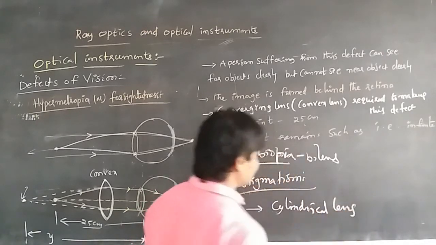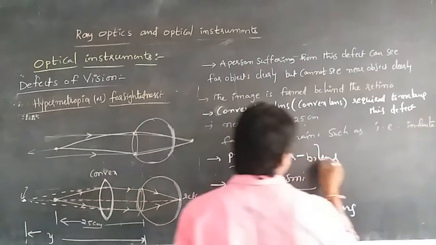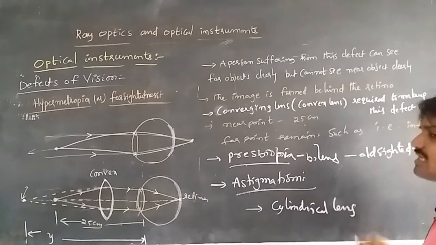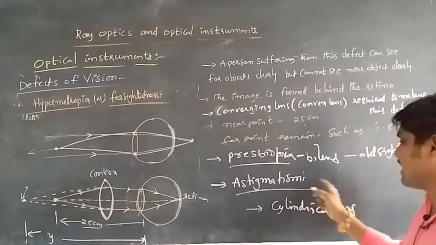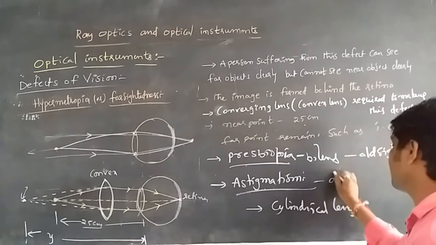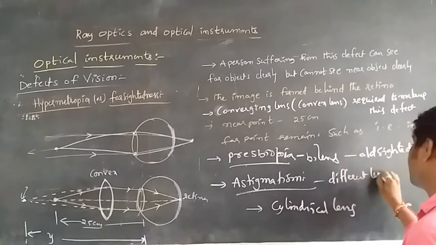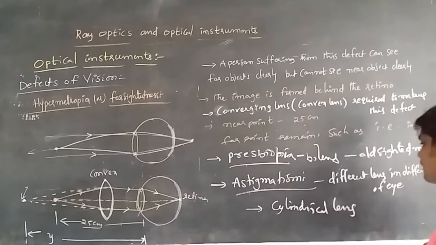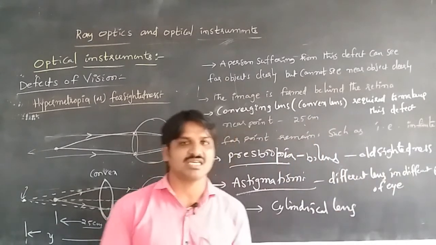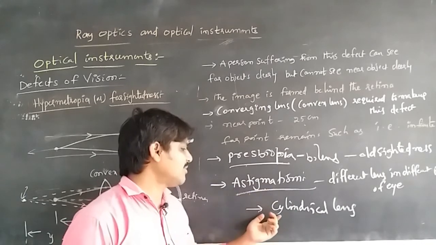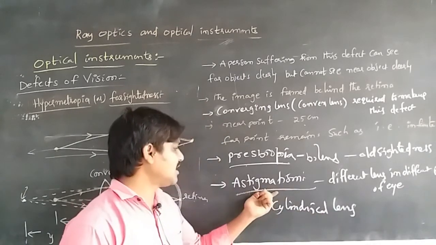cylindrical lens or cylindrical spectacles. Presbyopia means old sightedness, sightedness with increasing age, and astigmatism is a defect where the eye has different curvatures of lens in different planes of the eye. So due to astigmatism, by using cylindrical lenses we can reduce the astigmatism defect.